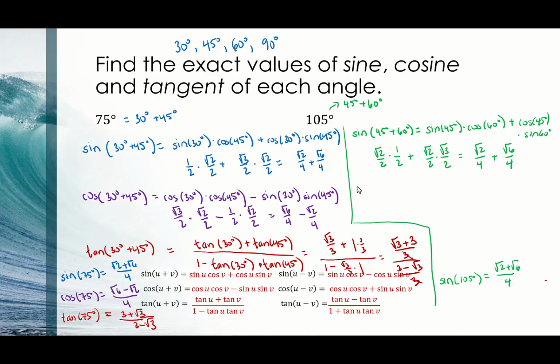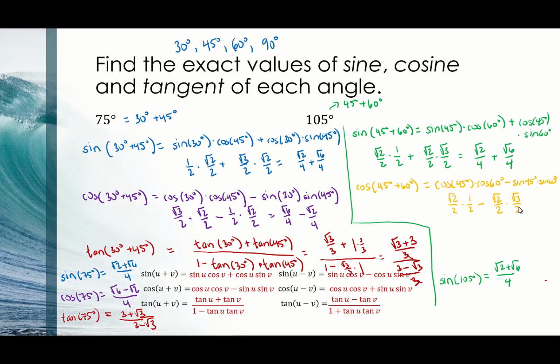Next up, we have cosine of 105 degrees, cosine of 45 degrees plus 60 degrees, and we get cosine of 45 degrees times cosine of 60 degrees minus sine of 45 degrees times sine of 60 degrees. Oh, barely squished it in there. Yay. Okay. And cosine of 45 degrees is root 2 over 2 times cosine of 60 degrees is 1/2 minus sine of 45 degrees, root 2 over 2 times sine of 60, which is root 3 over 2.